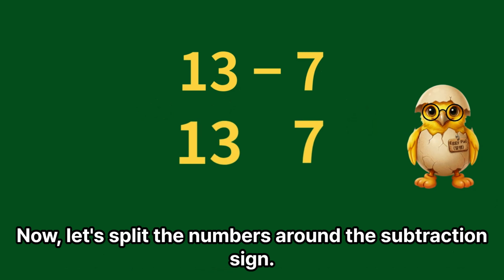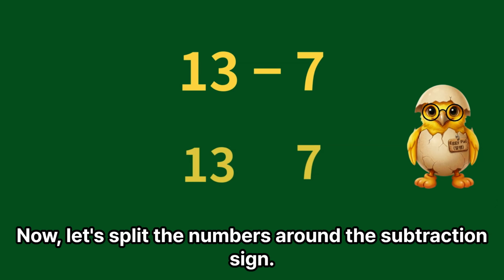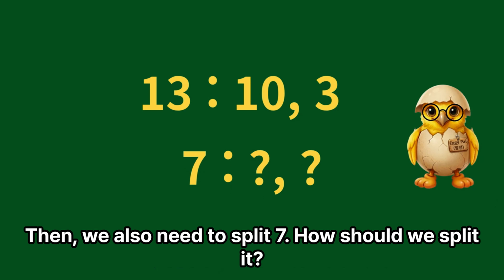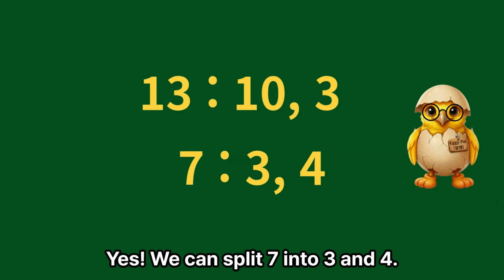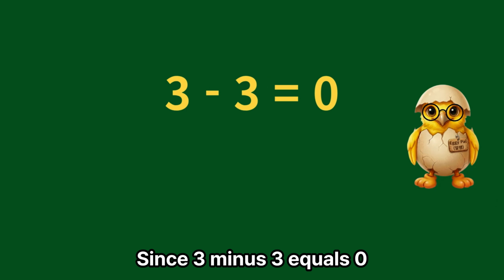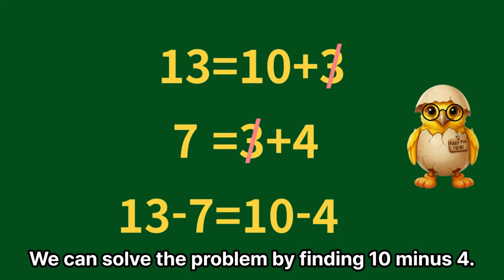Now let's split the numbers around the subtraction sign. First, let's split 13 into 10 and 3. Then, we also need to split 7. How should we split it? Yes, we can split 7 into 3 and 4. Now we can see 13 equals 10 plus 3 and 7 equals 3 plus 4. Since 3 minus 3 equals 0, we can solve the problem by finding 10 minus 4.